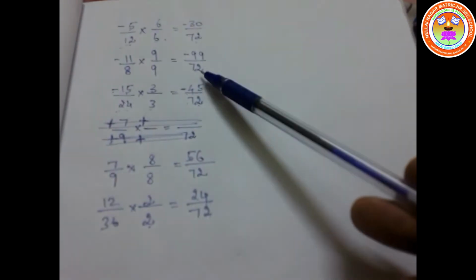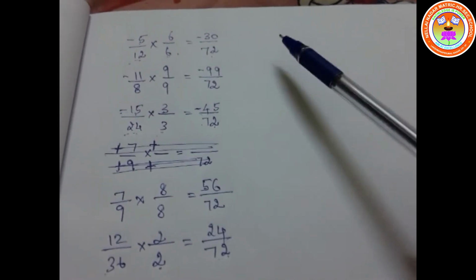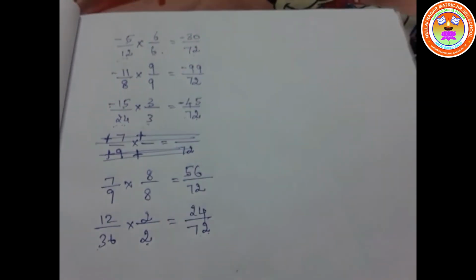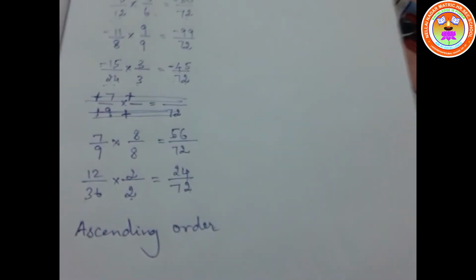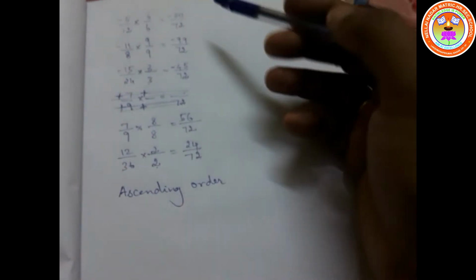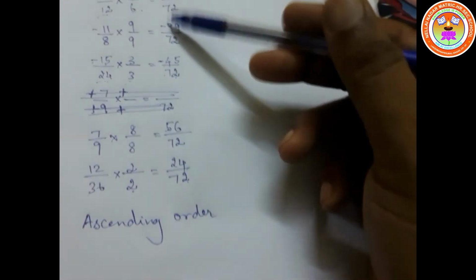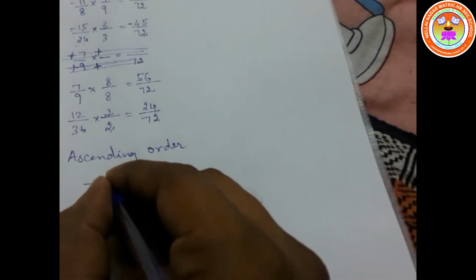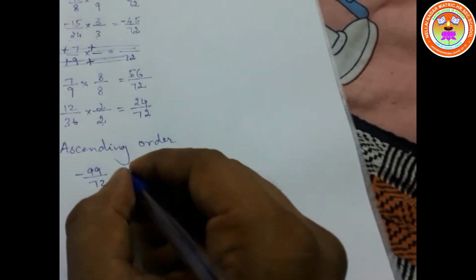Now we are going to compare these numbers only. We can compare only when the denominators are the same. So now we are going to compare. First we will find the ascending order. Ascending order means smaller to bigger. Which is smaller? Look at the negative sign. Bigger negative is smaller. Minus 99 by 72 is smaller.